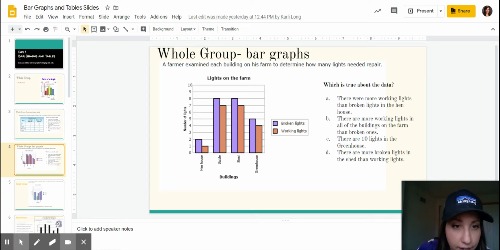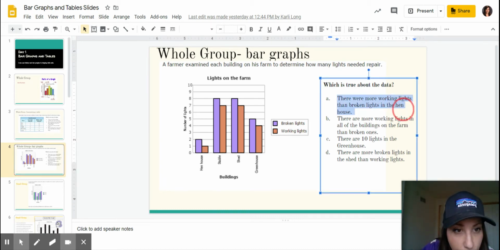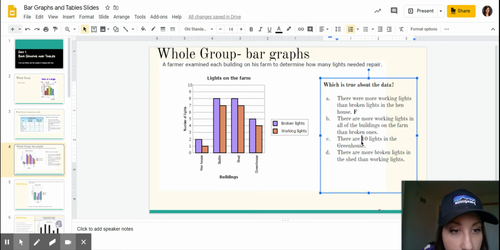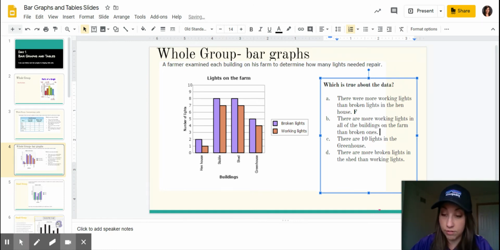Okay, now let's look at the questions. Which is true about the data? There were more working lights than broken lights in the hen house. Working lights. There were more working lights. That's definitely false. Okay. What about the next one? There are more working lights in all the buildings on the farm than broken ones. That is not true. Check out the data. Broken more, broken more, broken more, broken more. That one is false. Okay, I'm going to bold that guy.